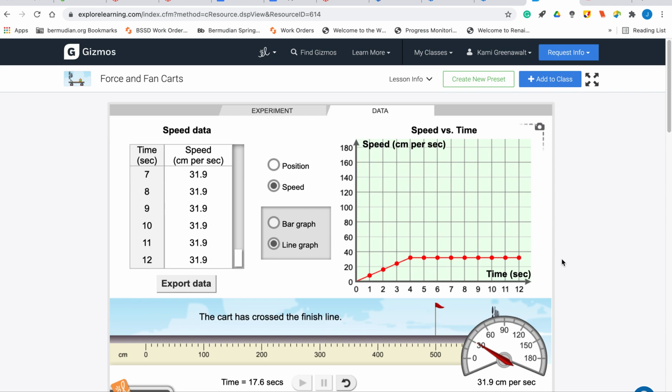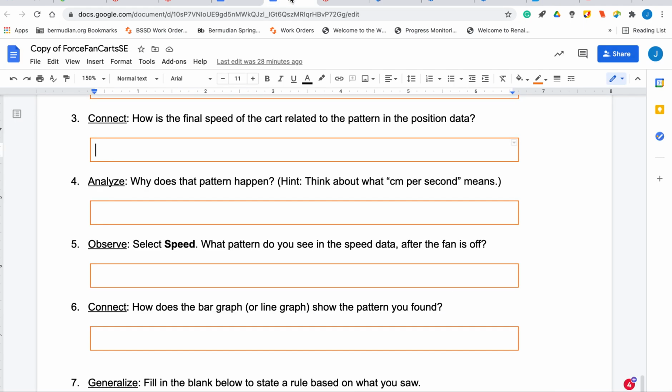Question 6 is how does that bar graph or line graph that we looked at show the pattern that you found? Think of it compared to the chart. Which is easier to see the pattern? The bar graph, the line graph, or the chart?